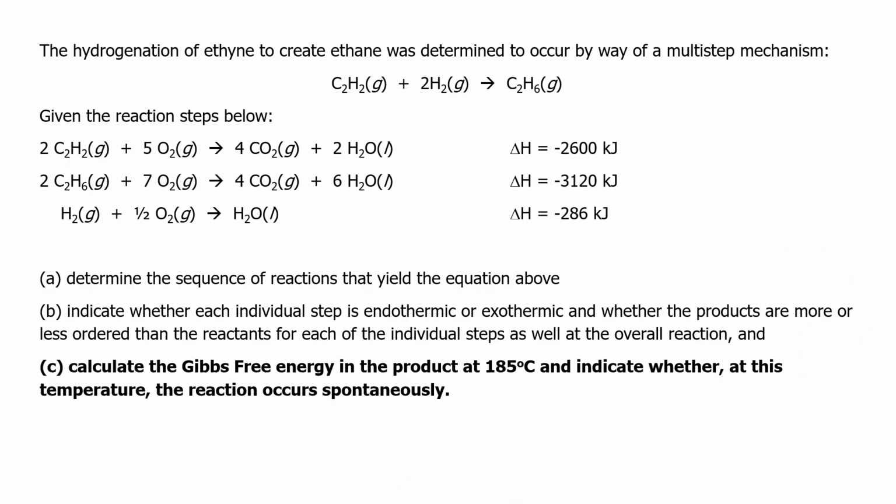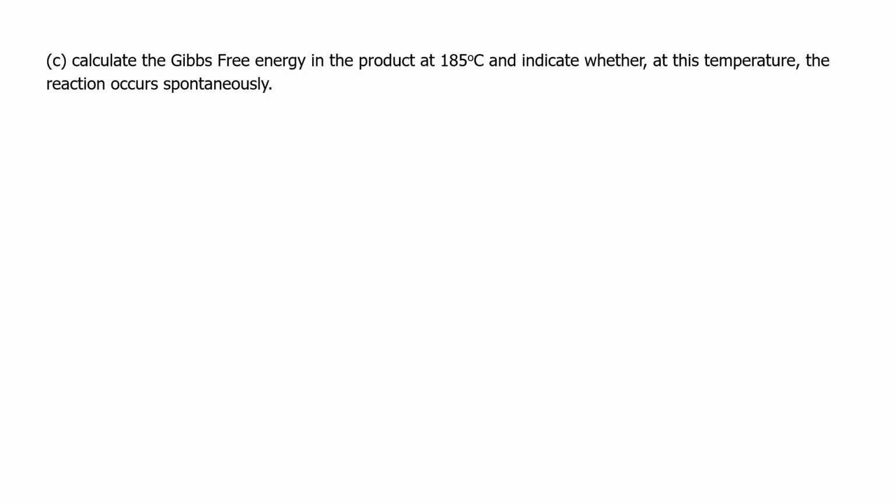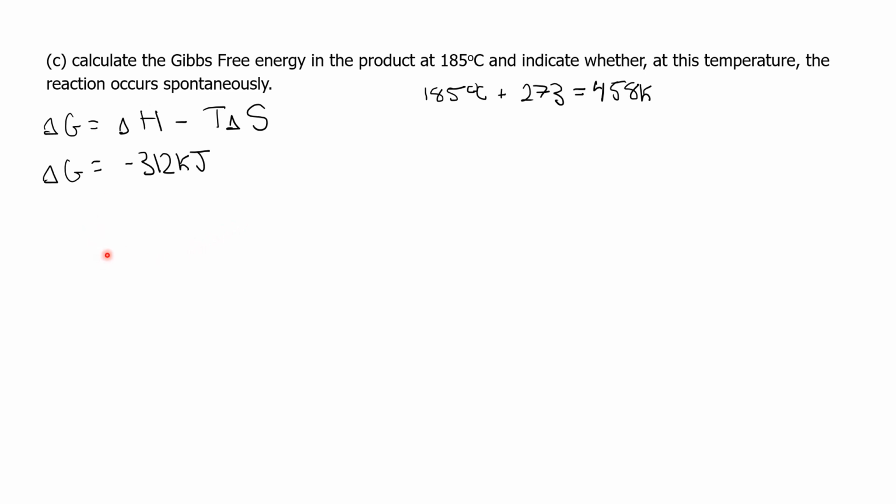Lastly, we're going to calculate Gibbs free energy. So here we are given 185 degrees Celsius. We have to use delta G equals delta H minus T delta S. Delta H here is heat of reaction, delta S is entropy, T is temperature, and delta G is exactly what we're looking for, Gibbs free energy. So we're given 185 degrees Celsius, we need it in Kelvin. So we add 273 to get 458. Negative 312 kilojoules minus 458 Kelvin. We're just plugging in these values.